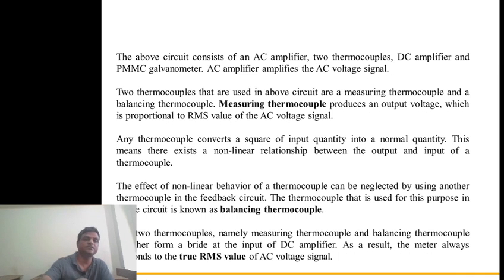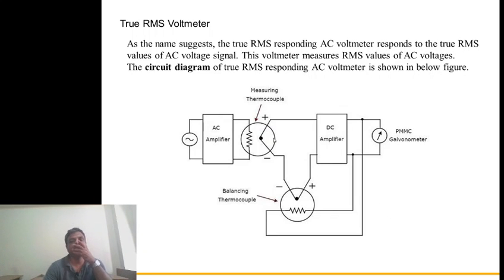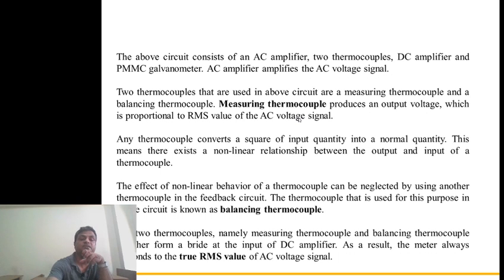See, the working of the above circuit consists of an AC amplifier, two thermocouples, a DC amplifier, and a PMMC galvanometer. Basically, this AC amplifier is connected to a thermocouple. This thermocouple converts the AC to DC, so the DC is measured by the PMMC instrument, and this whole circuit forms a bridge. So the sensitivity is very high.